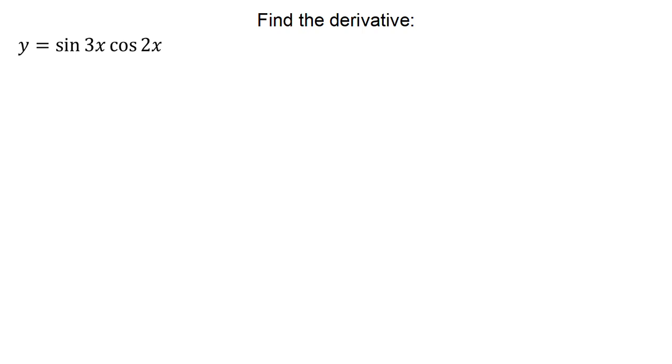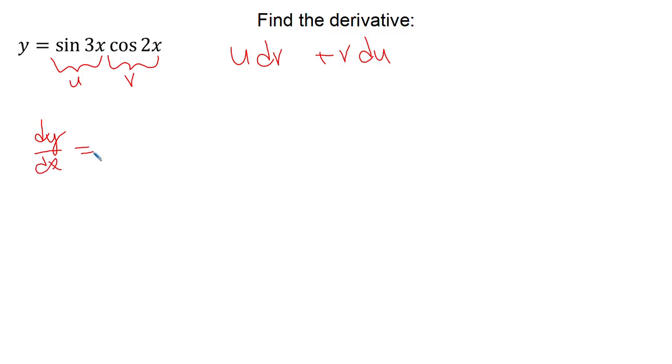For this one, sine 3x cosine 2x, we'll first recognize that this is a product rule problem, right? We have u times v. So it's u dv plus v du to find the derivative. So we'll do that. We'll say that dy dx is equal to our first function, sine of 3x, times the derivative of v.